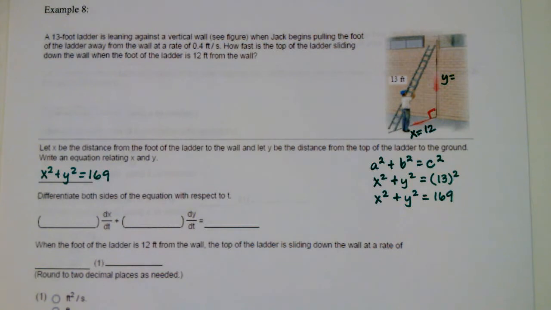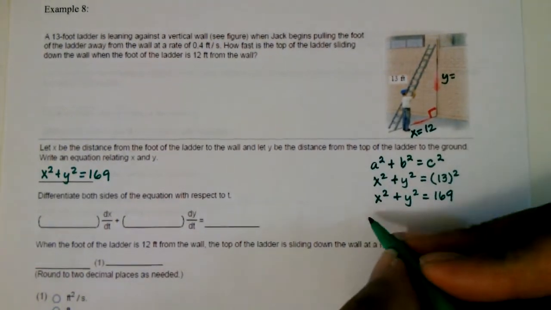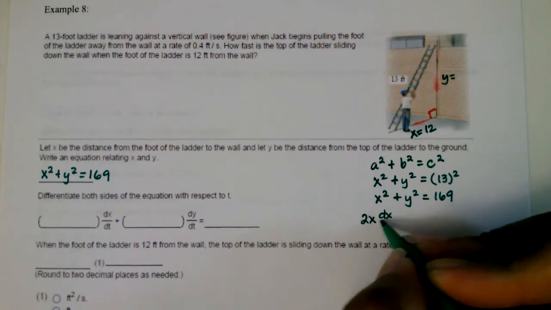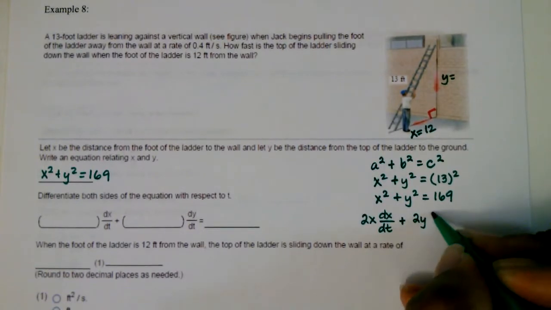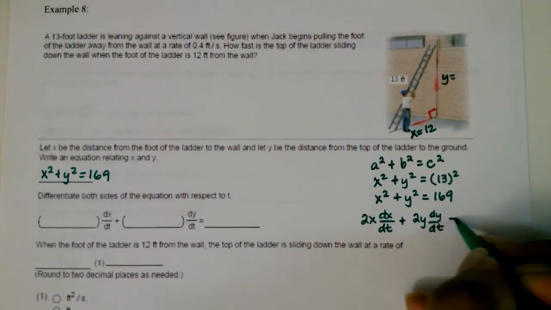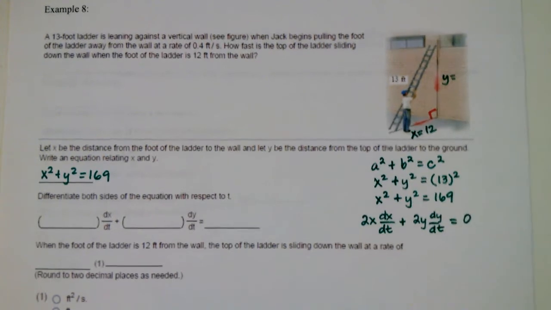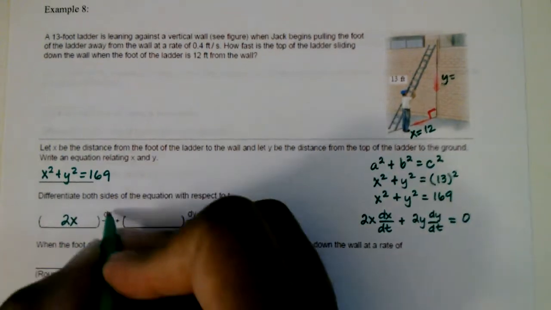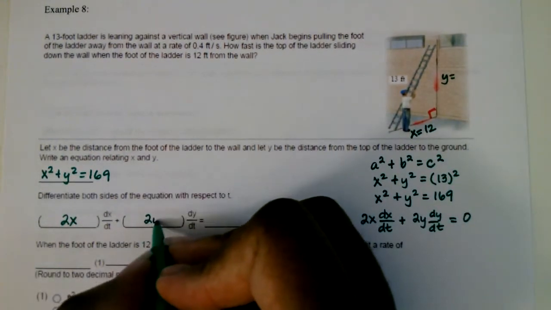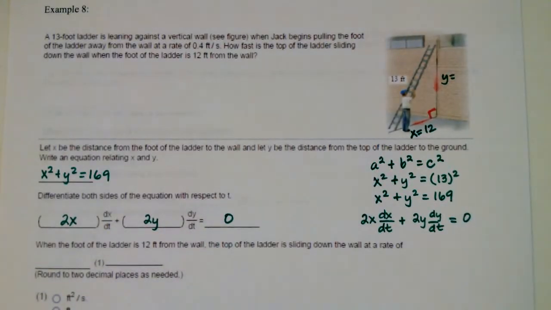Now, if I differentiate both sides of this equation with respect to time, here's what I'm going to have. Differentiate or take the derivative of x squared, that would be 2x times dx/dt, plus the derivative of y squared would be 2y times dy/dt. That's equal to the derivative of 169, or the derivative of a constant, is 0. So I'm going to have 2x times dx/dt plus 2y times dy/dt equal to 0 because the derivative of a constant is 0.